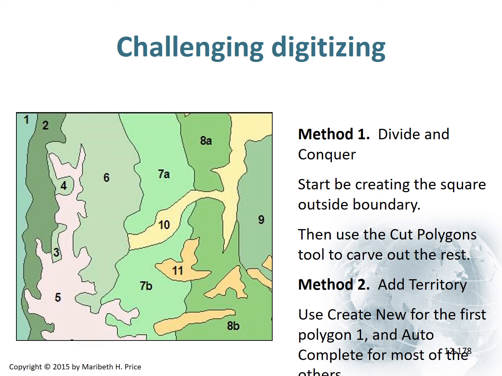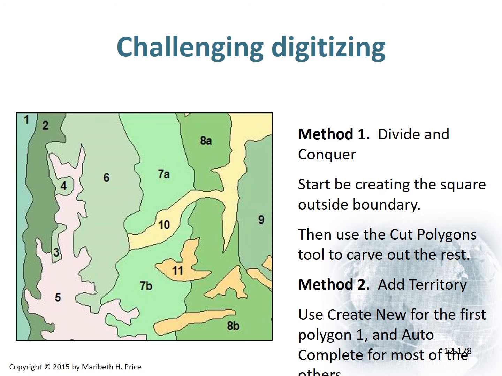Digitizing, what makes it challenging? Well, it's a lot of work. And so there's a couple ways you can do it. You can divide and conquer, and you do some things, I do others. We can start by creating a square outside boundary. We can use the cut polygon tool to carve things out.